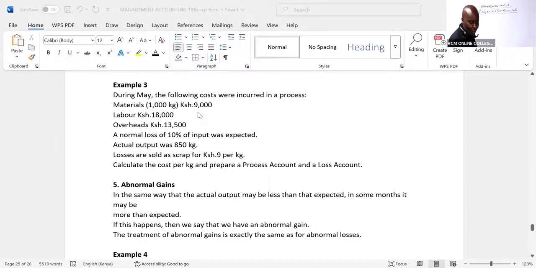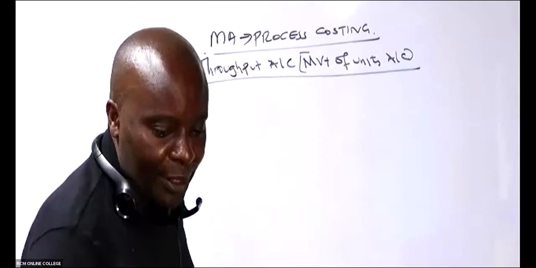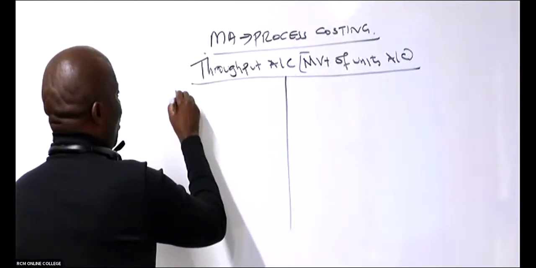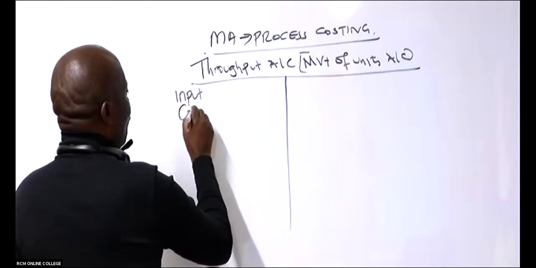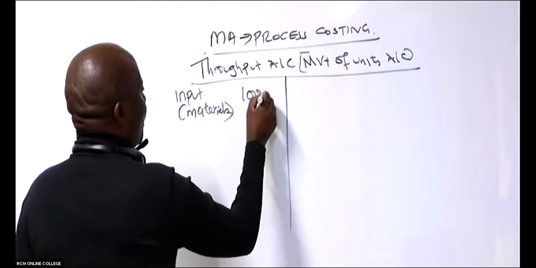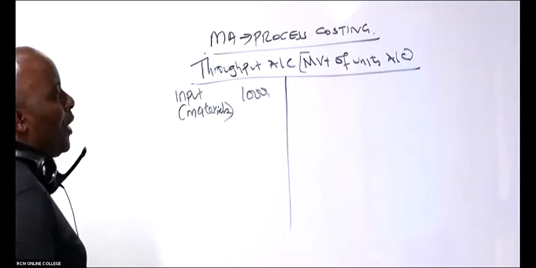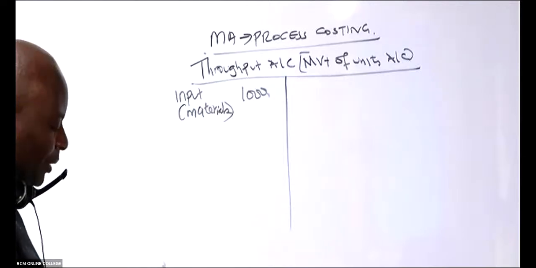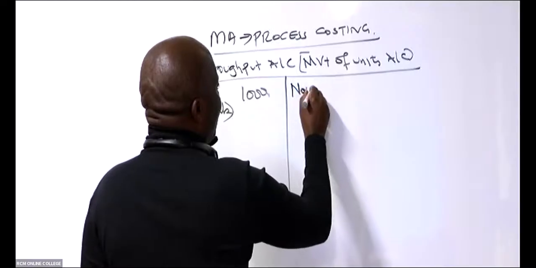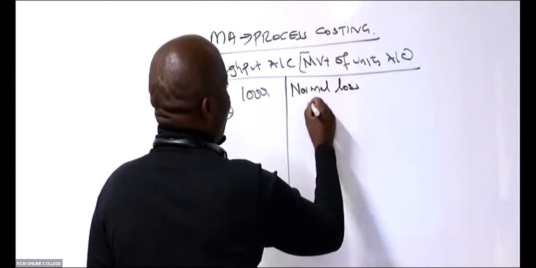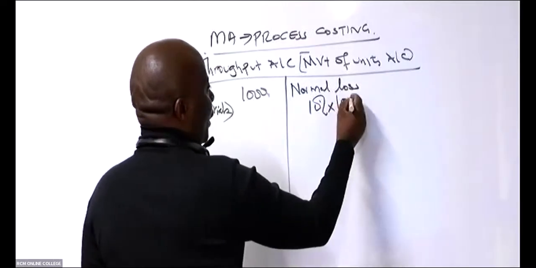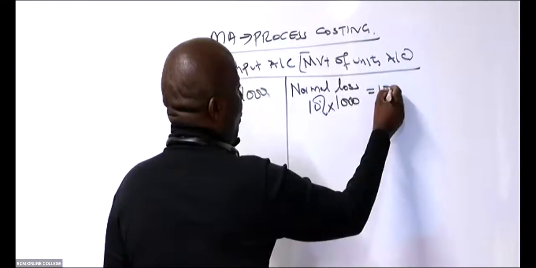And this is how it shall look. It's just a normal T account. So we have input in the form of materials, 1,000 kilograms being put in. And then, ladies and gentlemen, we have our normal loss. So what is our normal loss percentage? Normal loss, they have told us it is 10% of the input. 10% of 1,000, which gives us 100.